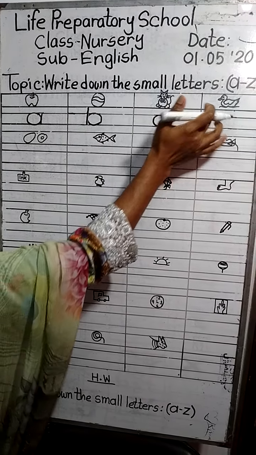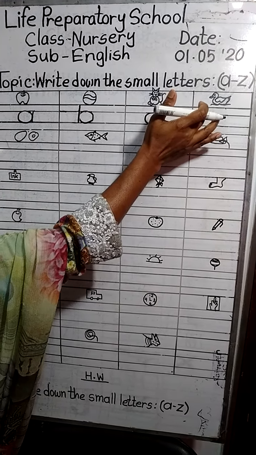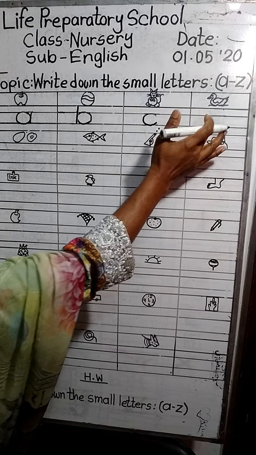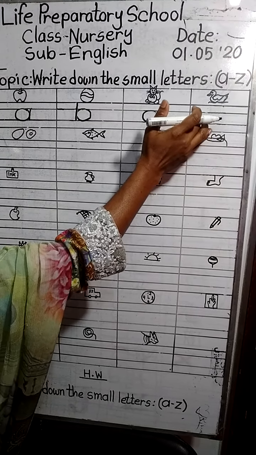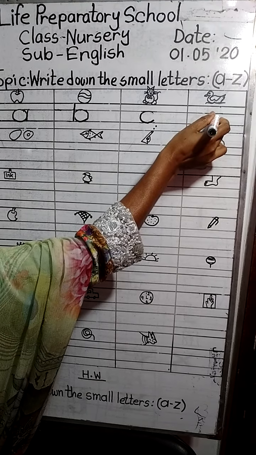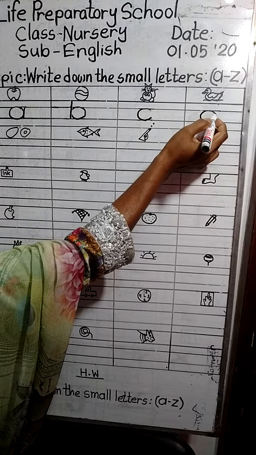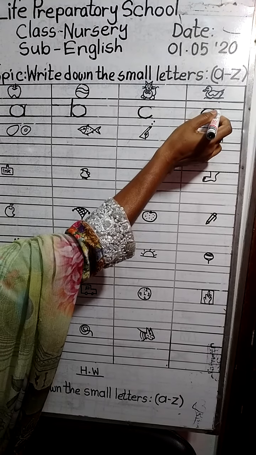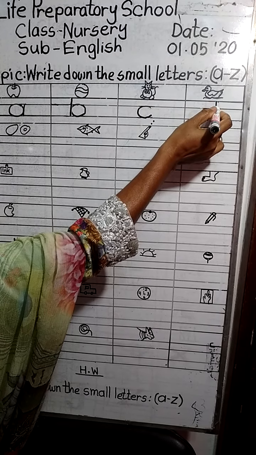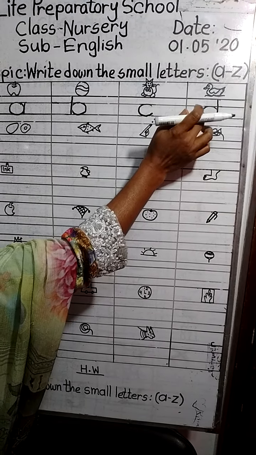Then small letter D. Small letter D, which row, everybody? Small letter D, first row to second row. And how shall I write small letter D? Everybody, look at the board and follow carefully. At first, I will draw a circle in the middle row. Then I will draw a straight line, first row to second row, on the right side and touch the circle. This is small letter D.